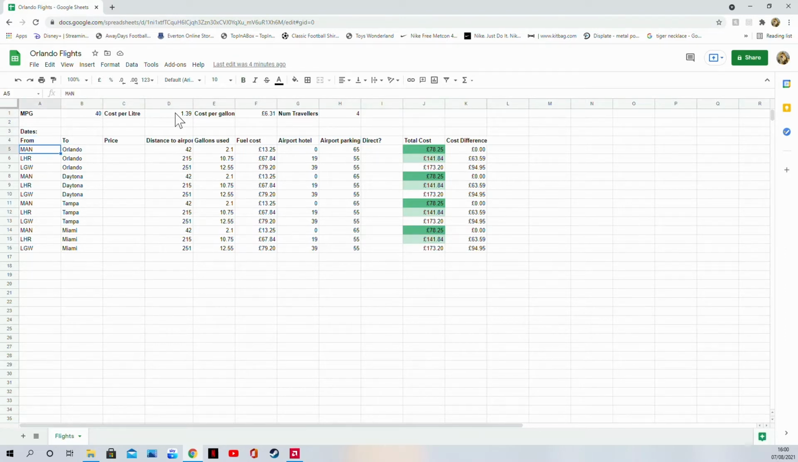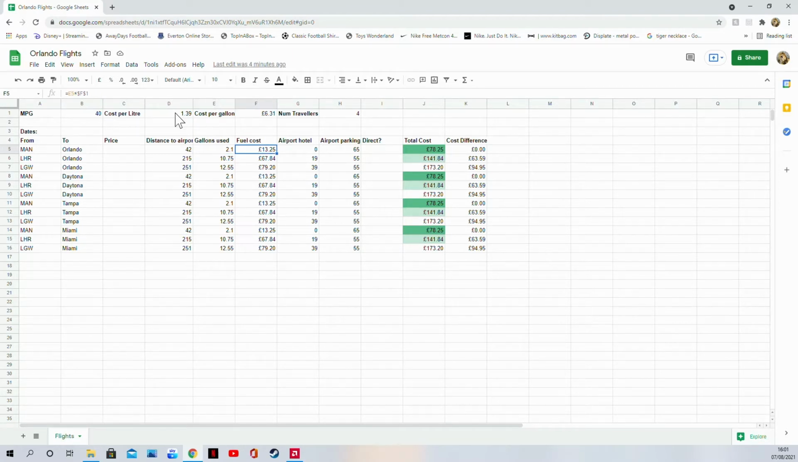So what I tend to do is I always research flight prices from Manchester, Heathrow and Gatwick to Orlando, Daytona, Tampa and Miami. I'll put the price in here. I've gone onto Google Maps and I've found the distance from my house to the airport. So that will then allow me to calculate the number of gallons I would use driving there and back. So that's for the return journey.